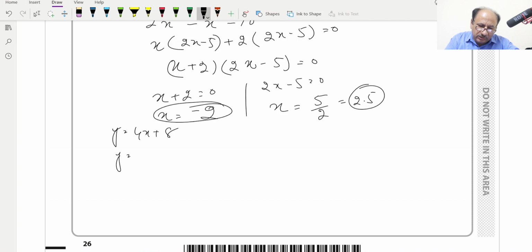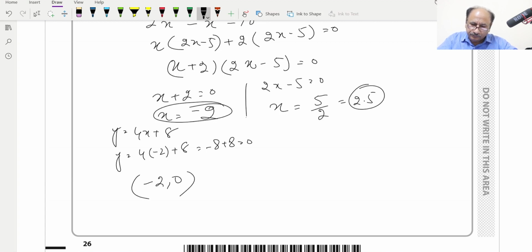So y is equal to 4 into minus 2 plus 8. So this is equal to minus 8 plus 8, which is equal to 0. So y is equal to 0. So the point will be minus 2 and 0. This will be one point. And we can check for the second point, with the same equation, y is equal to 4x plus 8.